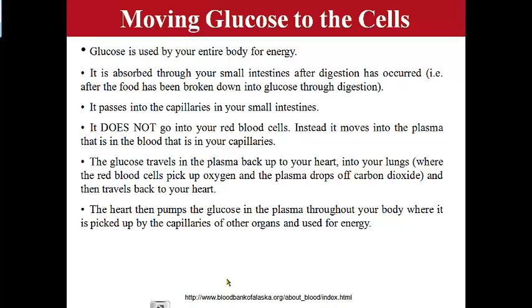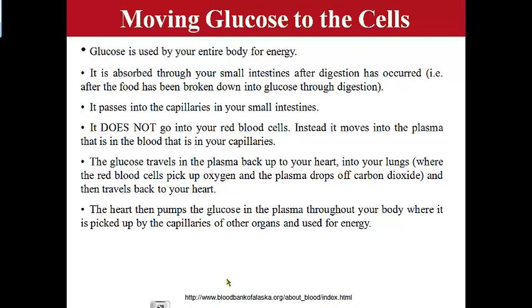Now, your entire body needs glucose in order to function. Basically, guys, your body uses glucose and oxygen to create energy. The oxygen is used to burn the glucose and actually create energy. It's a process called respiration. So all your cells need oxygen, which they get from the red blood cells, and all your cells in your body and all your organs need glucose.